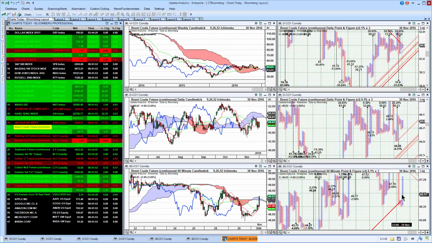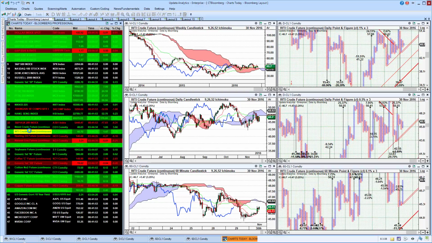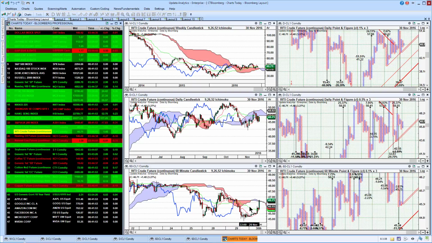No clear upside targets on the short-term chart. Keep an eye on the 1-minute chart. And here we see the WTI crude price again just kicking up as well.